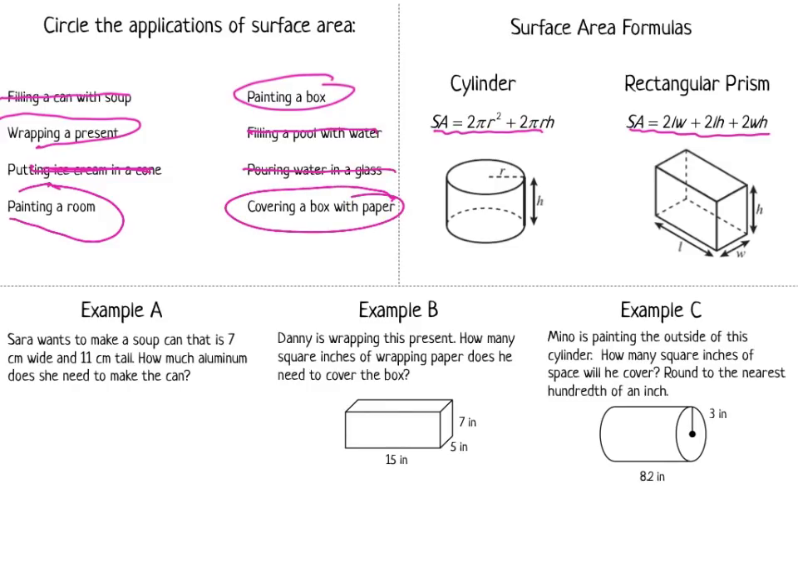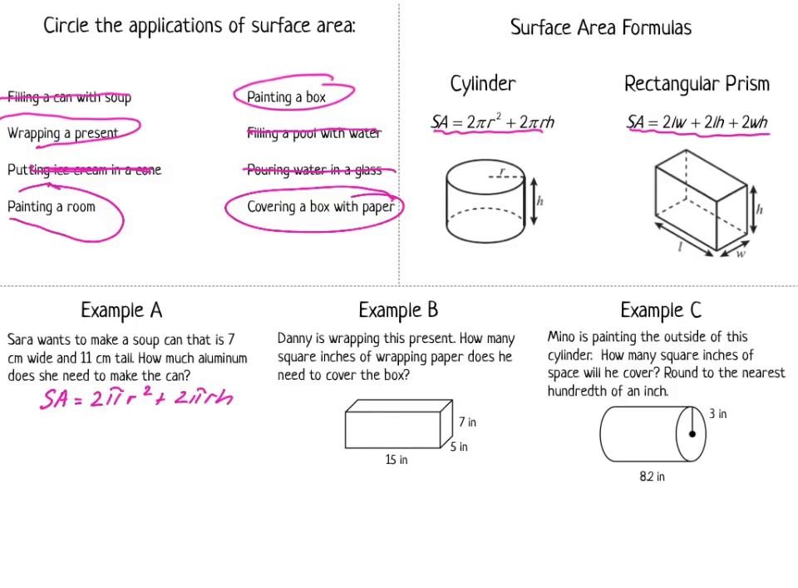So now that we can have applications of surface area, we've got a few examples down there at the bottom. So example A says Sarah wants to make a soup can that is 7 centimeters wide, 11 centimeters tall. How much aluminum does she need to make this can? So this problem lends itself to using our formula. So our surface area formula for our cylinder, since we know it's going to be a soup can, which is going to be cylinder shaped, is going to be 2 pi r squared for our two circles, plus 2 pi r h to figure out our rectangular portion.